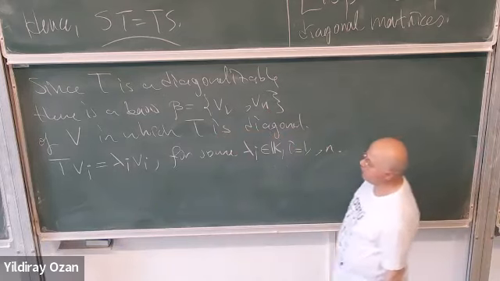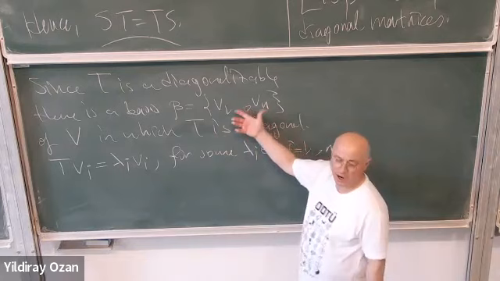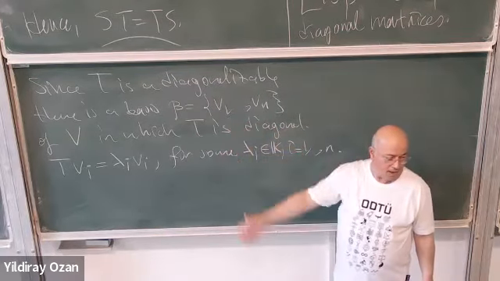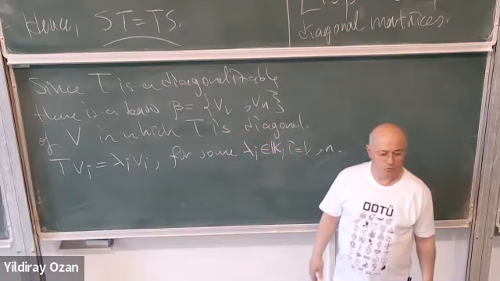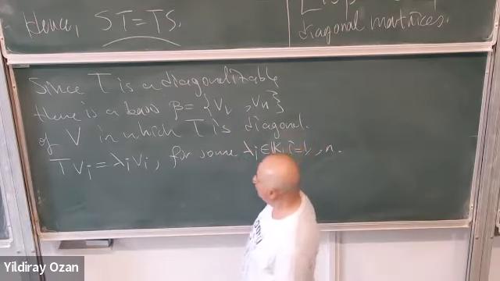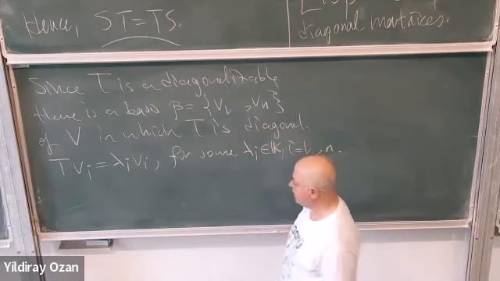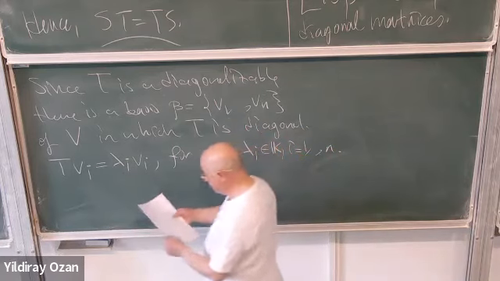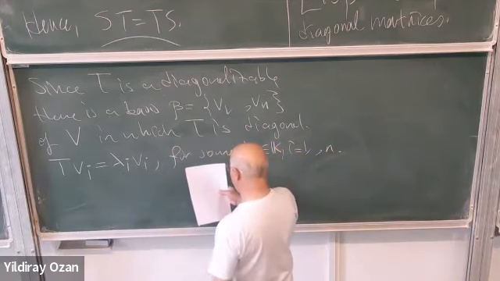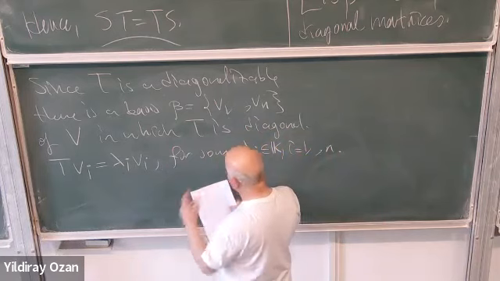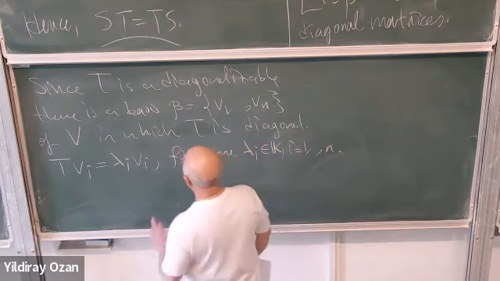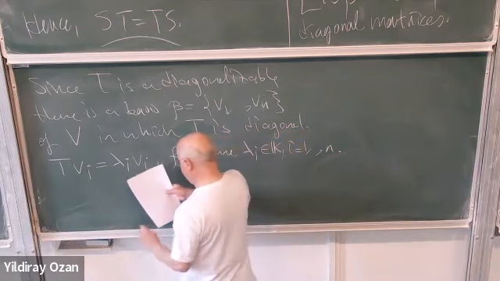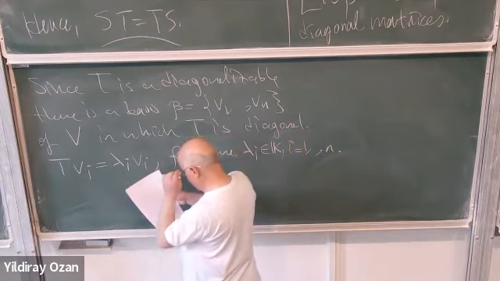Of course, there is no guarantee that these vi's are eigenvectors for S. And it is not true in general. They don't have to be eigenvectors for S. But there's still, not too far from being an eigenvector for the operator S. Now, let's see this.